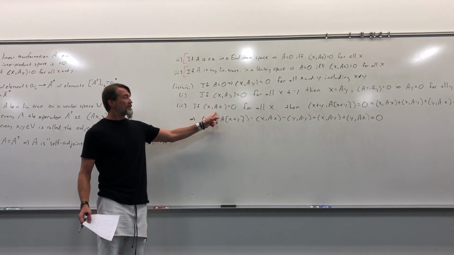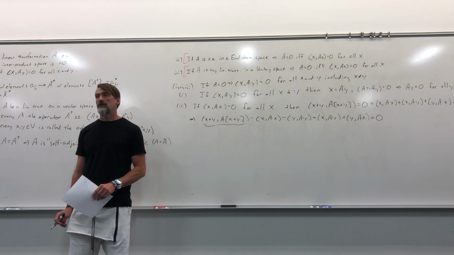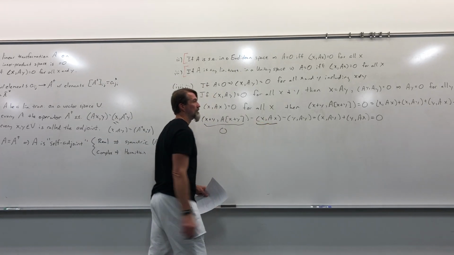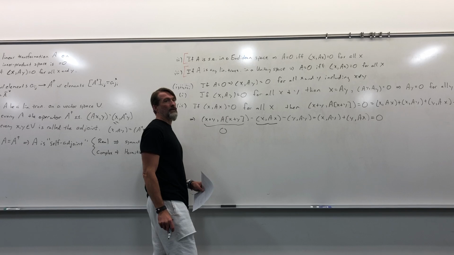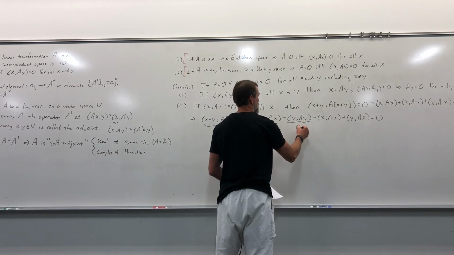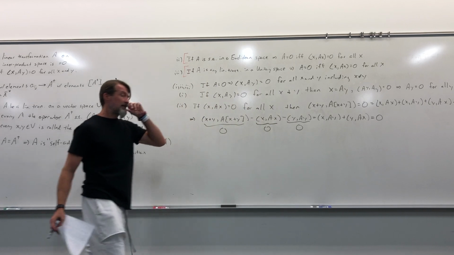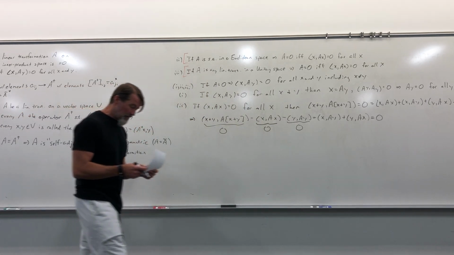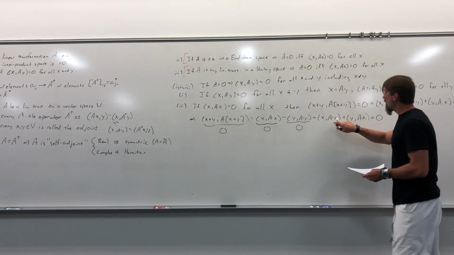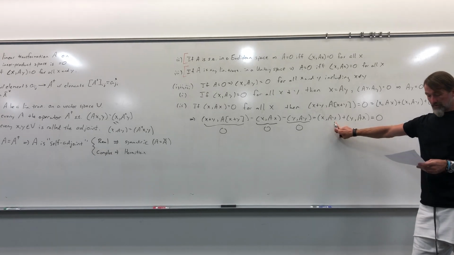Now, if this is true for any x, what is this? It's 0. What is this? 0. Also 0. And this? It's also 0. And that's why this thing, the difference, is 0. So this is true for all x and y.